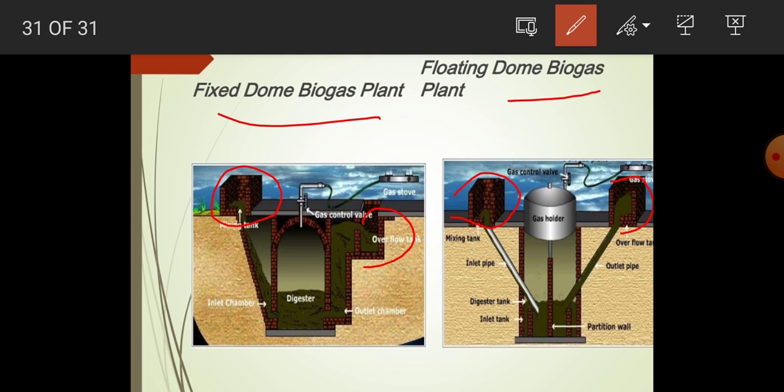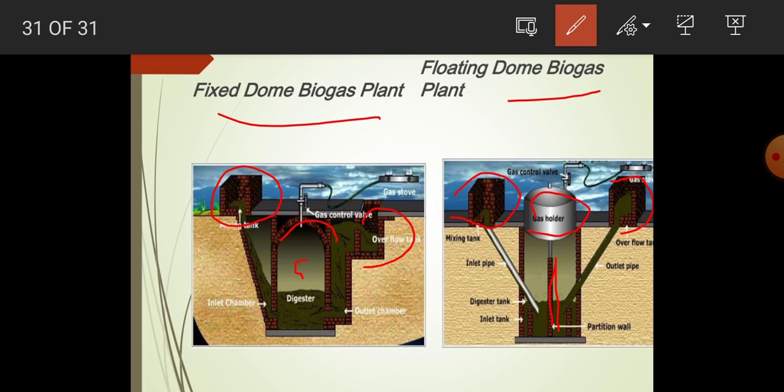Here in the digester tank there is a fixed dome type shape, while in the floating biogas plant it is a steel drum which is constructed and which is allowed to float up and down. So that is the difference. And another difference is that in the floating dome type biogas plant there is a partition wall in between, while there is no partition wall in the fixed dome biogas plant. So this is the difference.